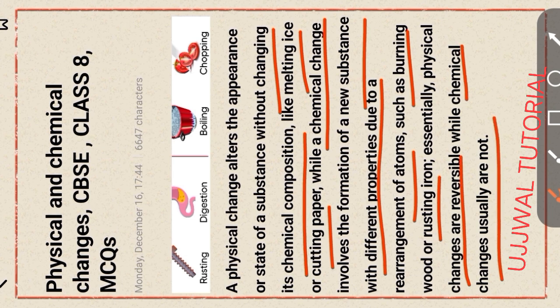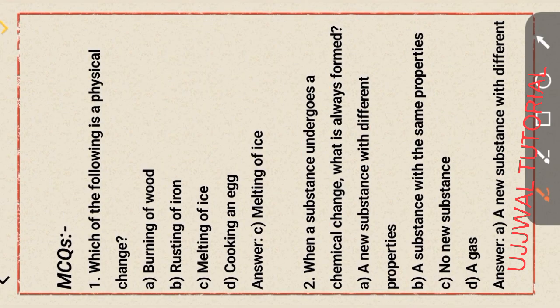Okay, now let's discuss some MCQ-type question answers. Question number 1. Which of the following is a physical change? Option C, melting of ice. It is a reversible physical change. But burning of wood, rusting of iron, cooking of an egg are all chemical changes.